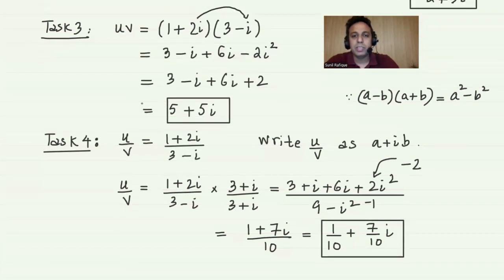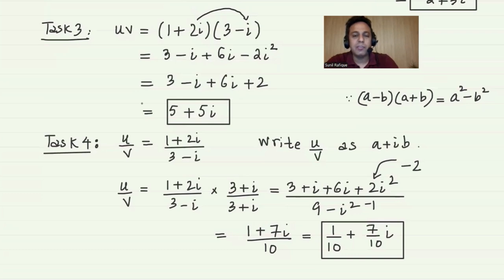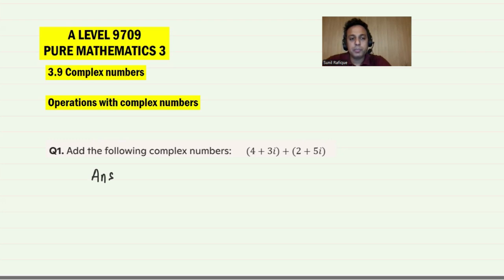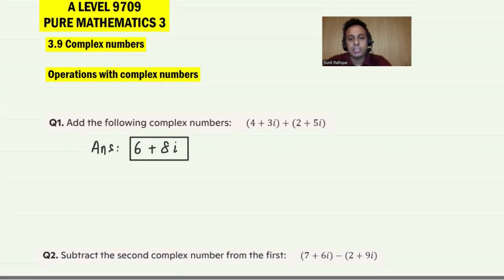All right, students? So I'll be solving a few problems with you where I'll give you some time and you can go over these and then you can check my work. Okay, let's go. Question 1. Add the following complex numbers. The answer should be 4 plus 2, which is 6, and 3 plus 5, which is 8i. I know they are very simple, but these are the foundational questions.